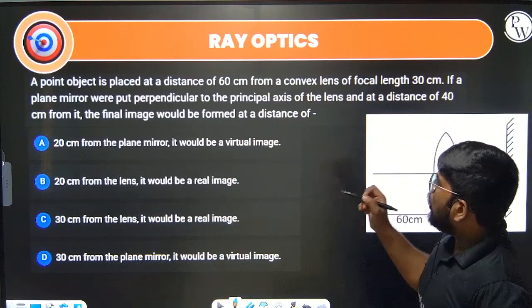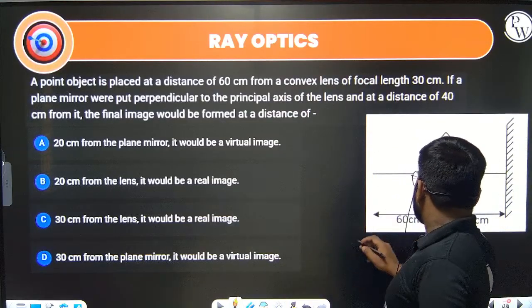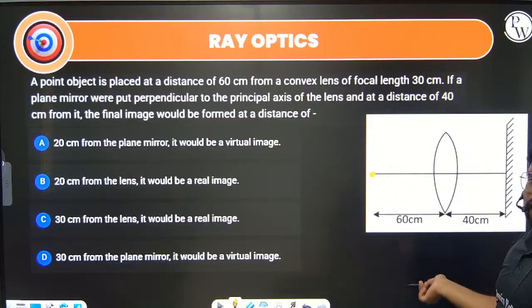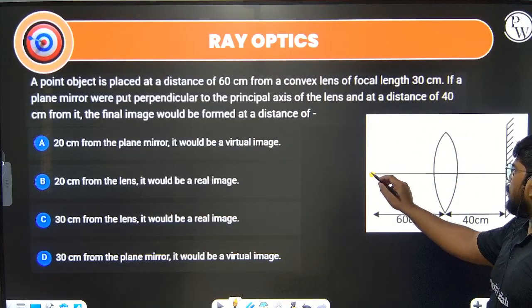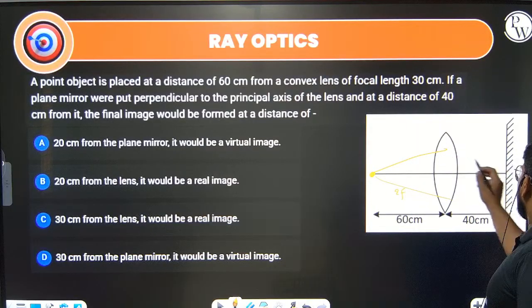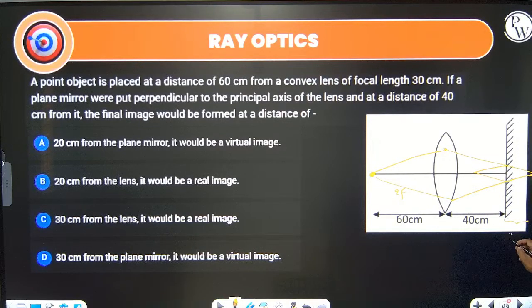What is the thing we are having? An object is placed at a distance of 60 centimeters, and the focal length is 30. If the focal length is 30, it is a special case, right? It is 2f. If it is 2f, where should the image be formed? At 2f. So it wants to go beyond, but the mirror is not allowing it. So what will happen? The mirror will reflect it back. It wants to go 20 centimeters this side, but the mirror will make sure that it forms the image 20 centimeters forward.